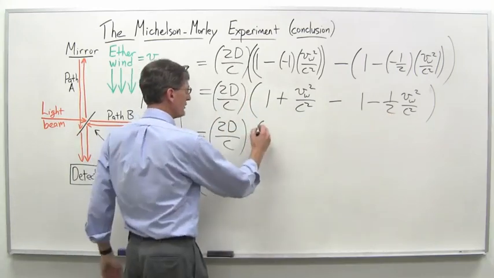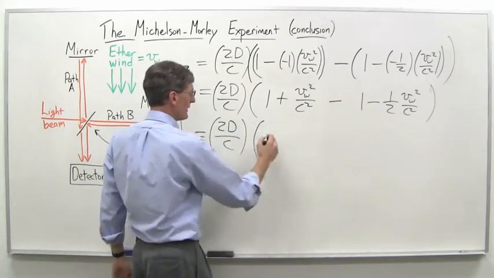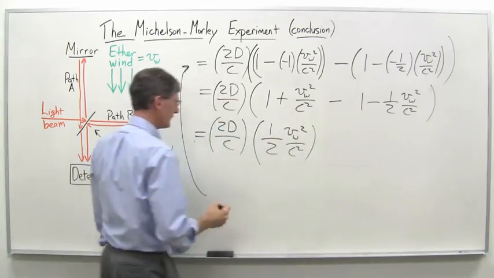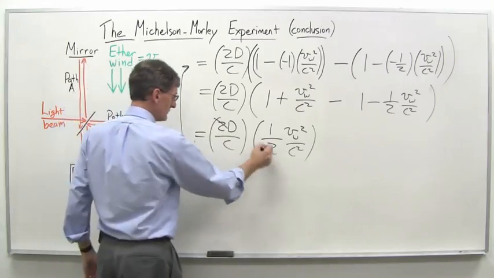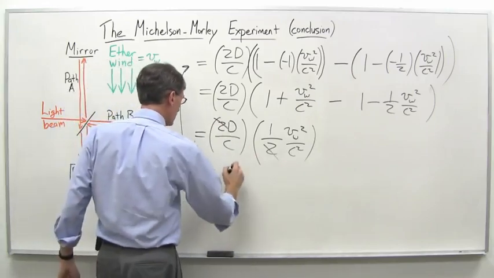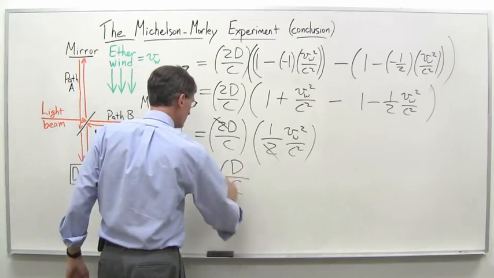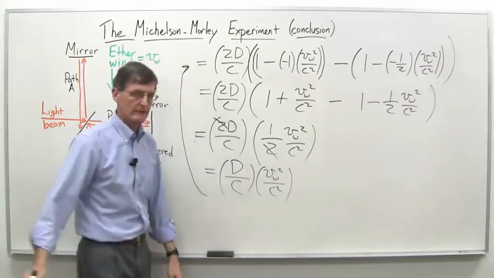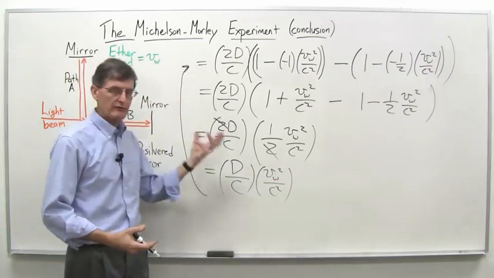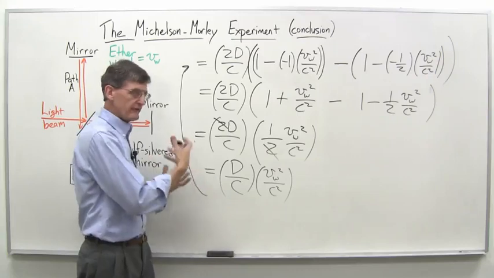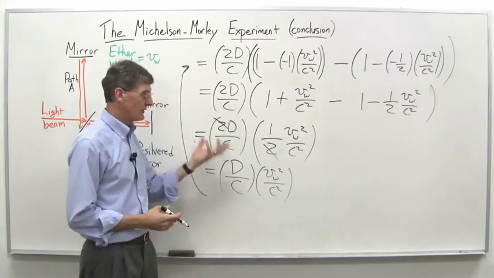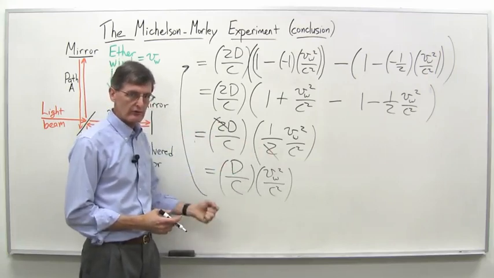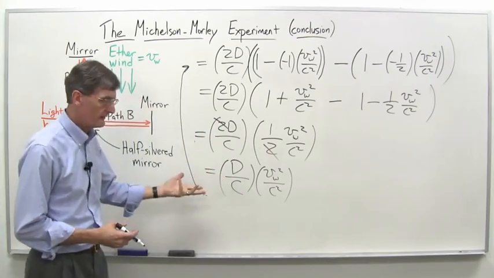So this just becomes 2d over c. The 1's disappear. I'm left with 1/2 VW squared over c squared. The 2's cancel here. And finally, I'm left with d over c times VW squared over c squared. And the reason we went through that partly is just to show you that physicists love to do these types of things, to get it down to much simpler form so that, assuming the approximation is correct, we can use the binomial expansion in this case, and it is.